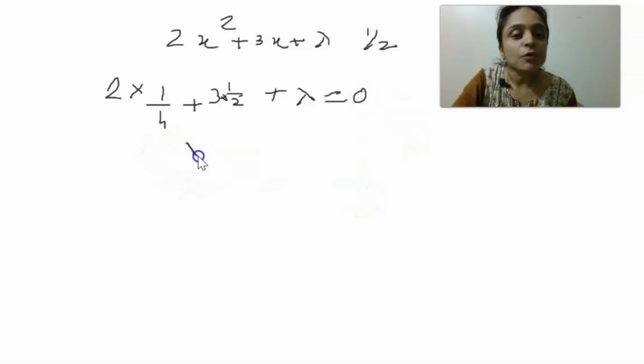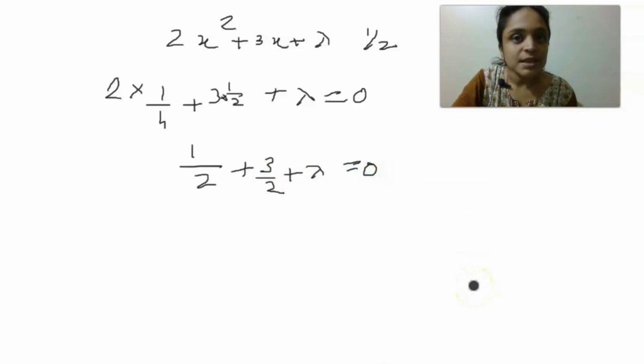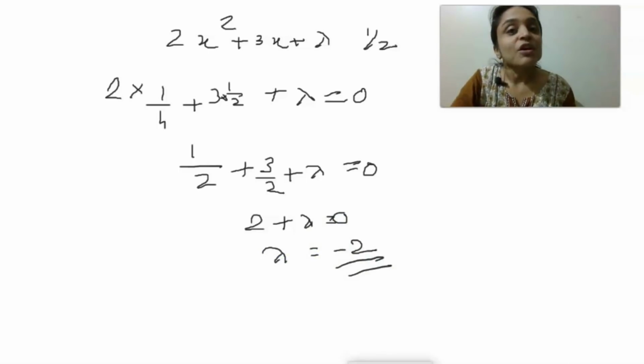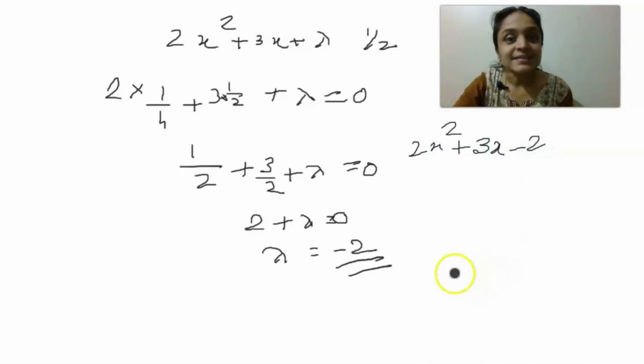So 2 into 1 by 4 is 1 by 2 plus 3 by 2 plus lambda equal to 0, which means 4 by 2 plus lambda equal to 0, that is 2 plus lambda equal to 0, which means lambda equal to minus 2. So we got the value of lambda. Now we have to find the other zero, right? The polynomial is 2x square plus 3x minus 2, right? And the product of zeros is c by a, right? So here, what is the product of zeros?